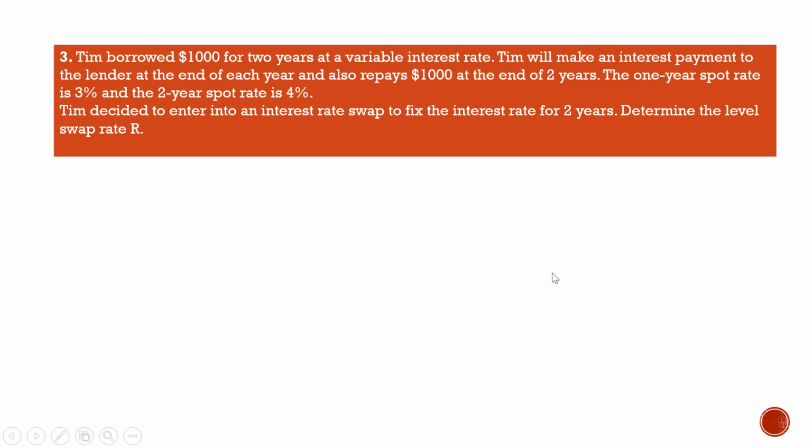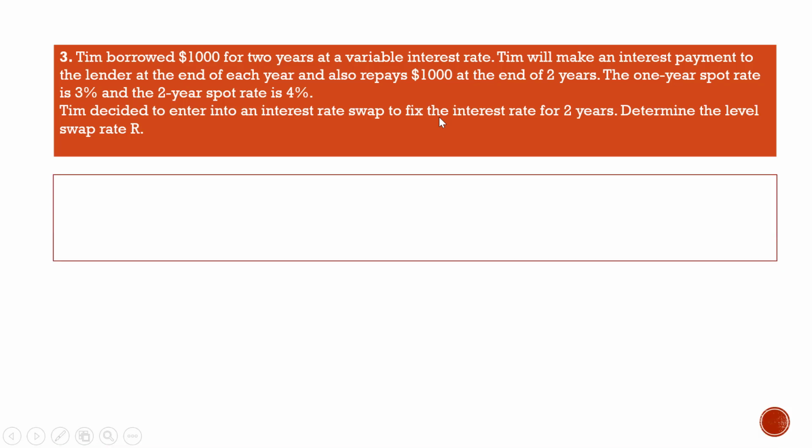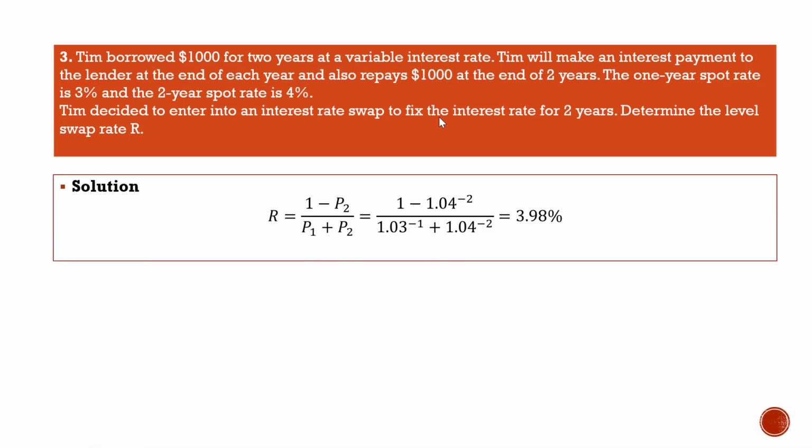Here again, the notional value is 1,000, and to determine the level of swap rate, we got R is 1 minus P2 over P1 plus P2. This is the intermediate swap. So that's equal to 1 minus 1.04 to the negative 2 over 1.03 to the negative 1 plus 1.04 to the negative 2, which is 3.98%.